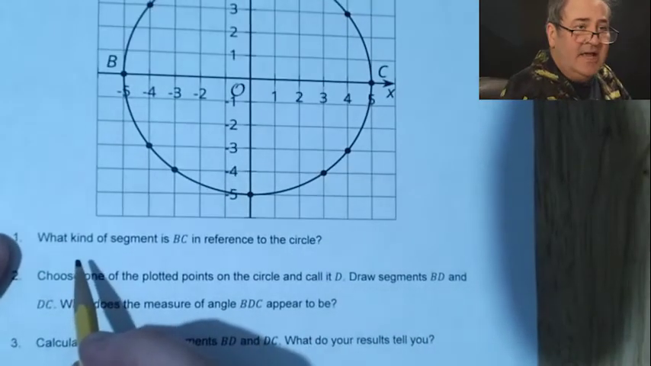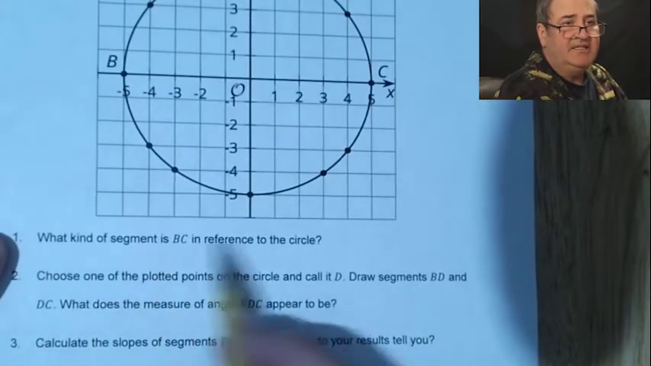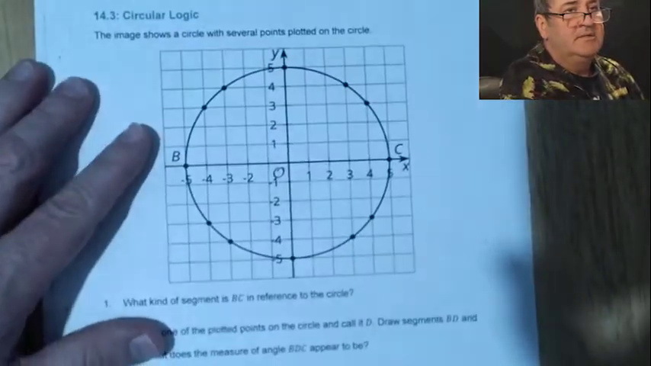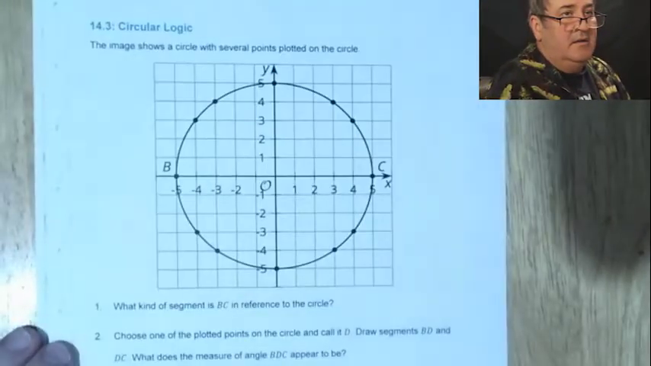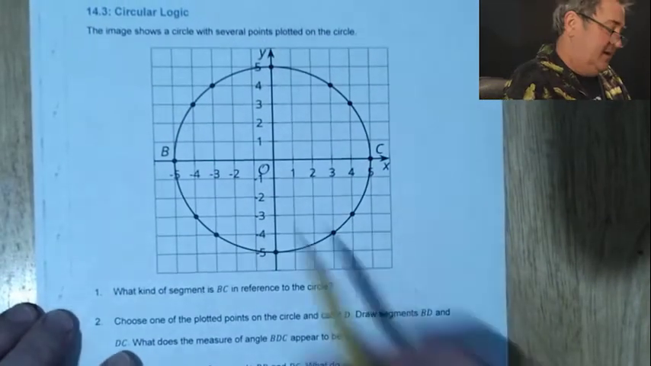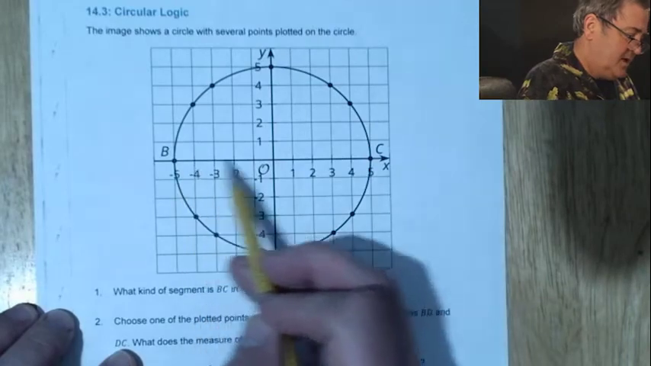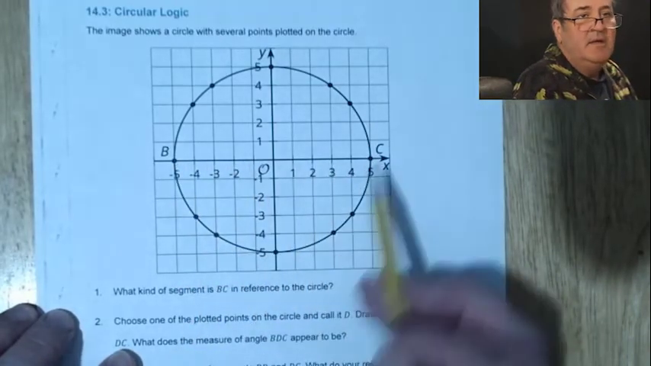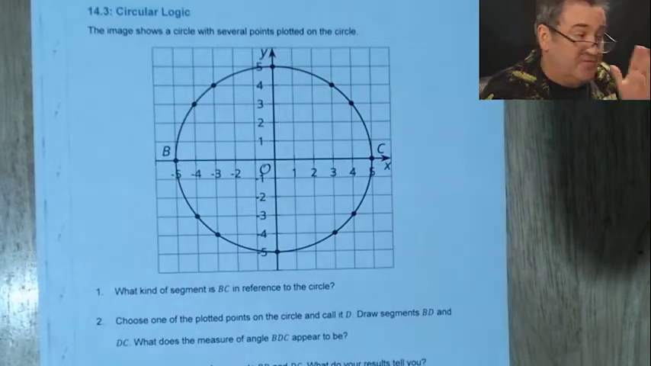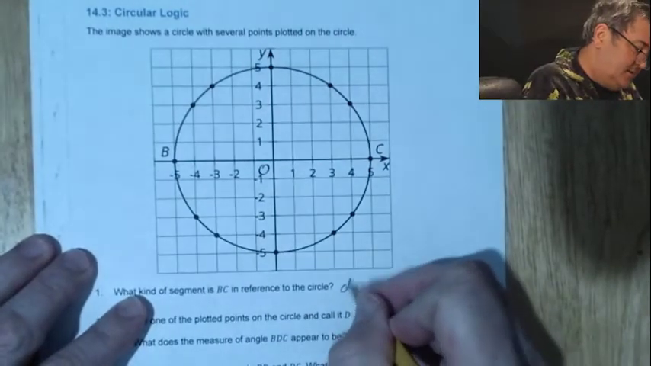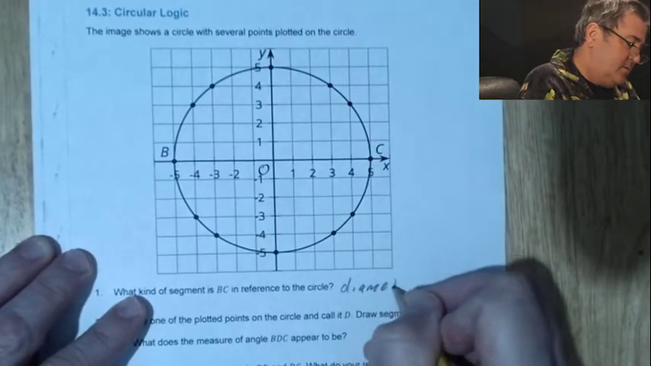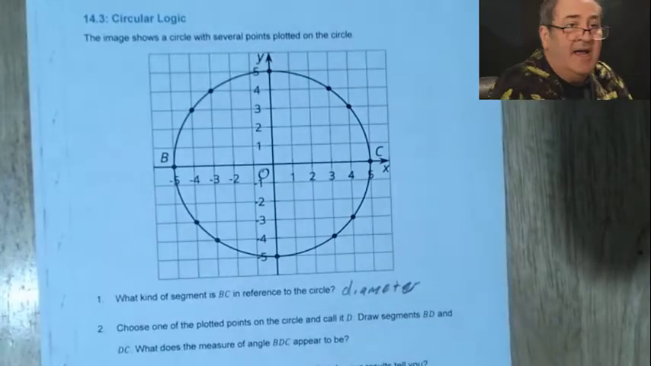All right, so let's ask us some questions here. What kind of segment is BC in reference to the circle? Let me raise this up because we have a lot of questions and we need to refer back up to this diagram all the time. So give us some room to see everything. All right, so what kind of segment is BC? Well, B is from here to here. It goes through the center of the circle. It goes from one edge of the circle to the other edge. That makes it a diameter. That is a diameter of the circle.